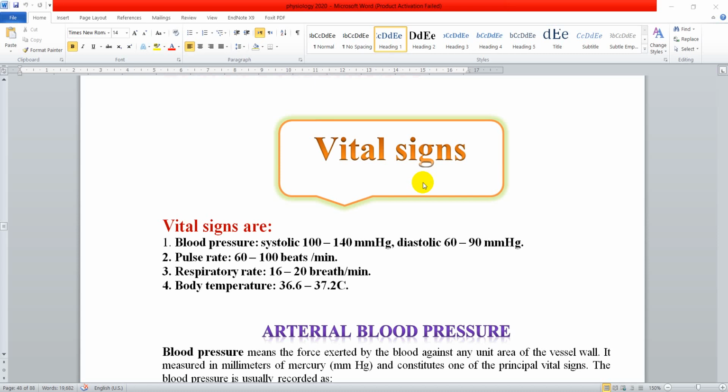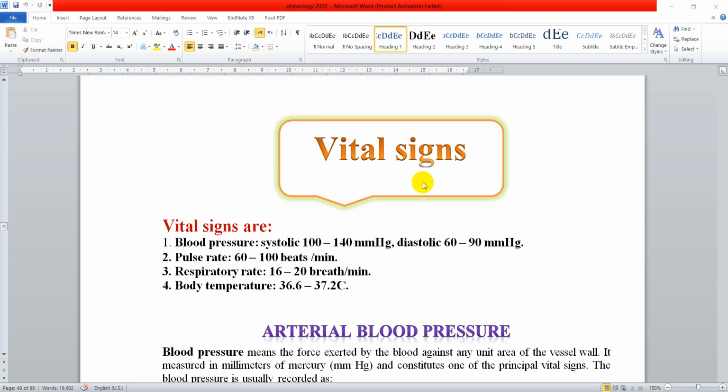In this lab we're talking about vital signs. Vital signs are very important, so you should take care about these laboratories. Vital signs are regarded as the principle of each diagnosis, okay, and they include four signs recorded: blood pressure, pulse rate, respiratory rate, and body temperature.